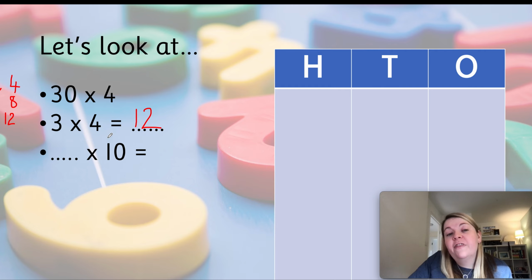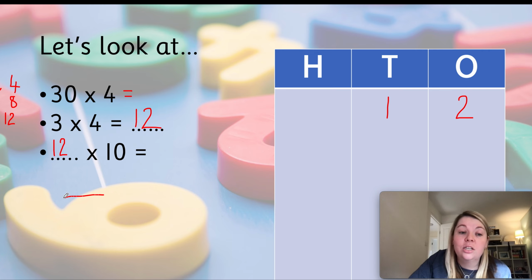But the question was 30 times 4. So if we worked out the answer to 3 times 4, and we know that's 12, I can write my 12 here. And if I do 12 multiplied by 10, it will give me the answer to the first question. So 12, 1 in the tens column, 2 in the ones column. I'm multiplying by 10. I'm multiplying so the digits move to the left. I'm multiplying by 10, so that's 1 0, so that's 1 place value column to the left.